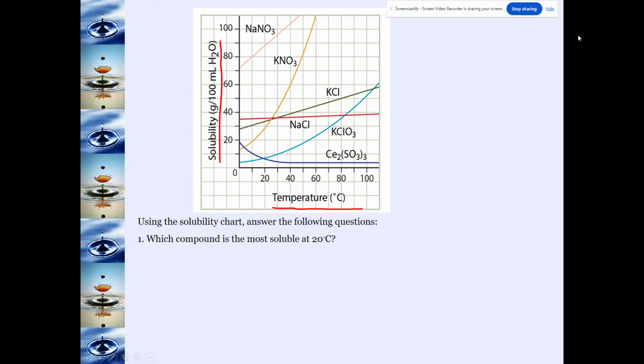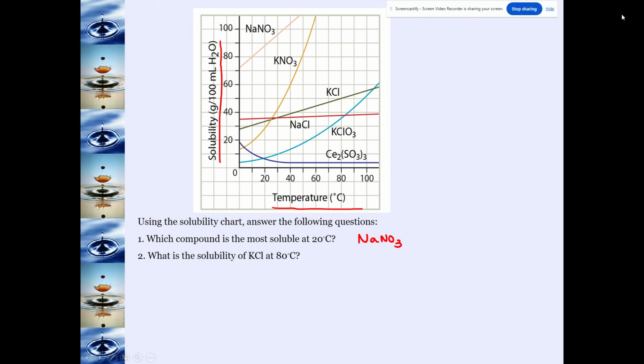Which compound is the most soluble at 20 degrees Celsius? So I go to 20 degrees Celsius and I'm trying to find which one is the highest. That would be the sodium nitrate. Okay, it has the greatest mass, around 90 grams in 100 mL. So that would be the greatest out of everything.